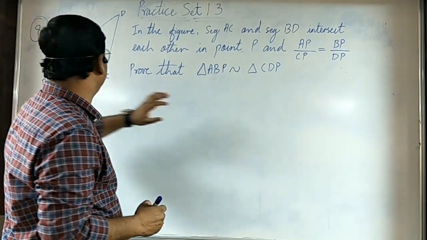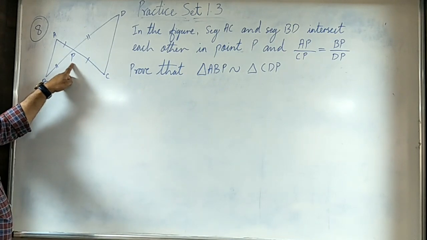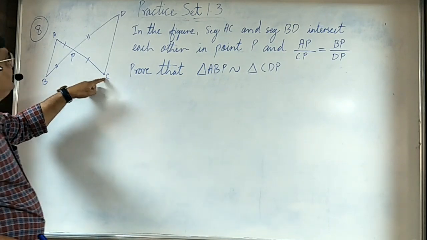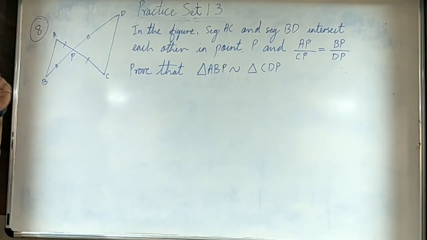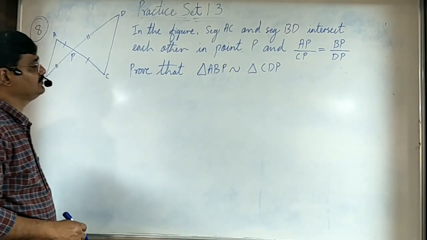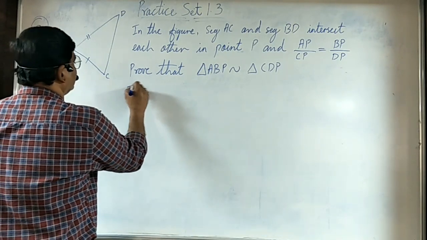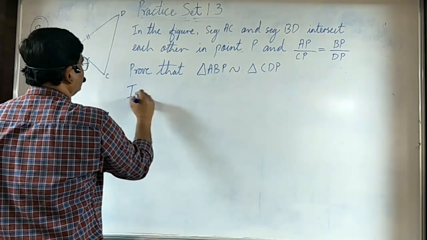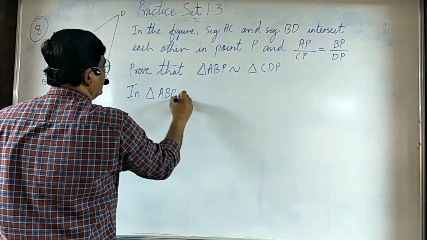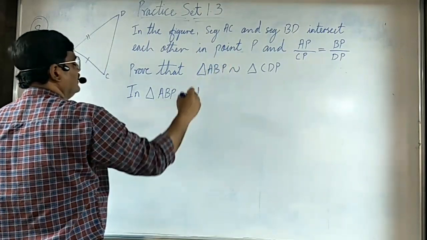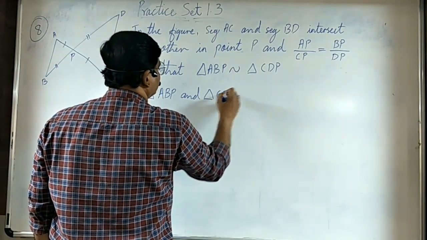Prove that triangle ABP is similar to triangle CDP. Can you see that? They told us these 2 triangles are to be proved similar. Very, very simple. In this case, first of all, I'll write: in triangle ABP and triangle CDP. Please don't write 'similar' here.